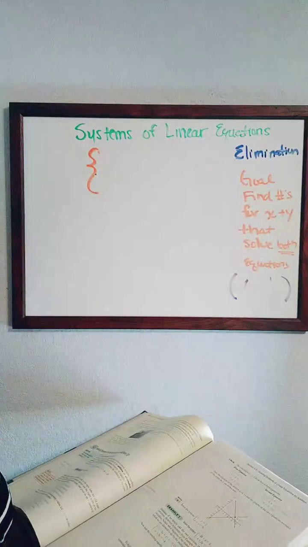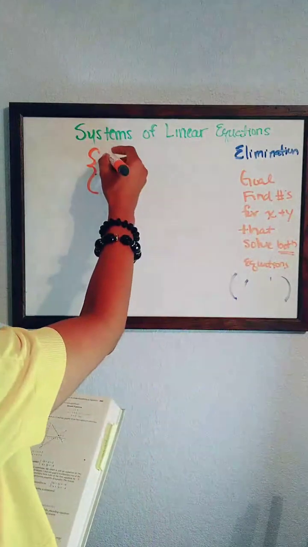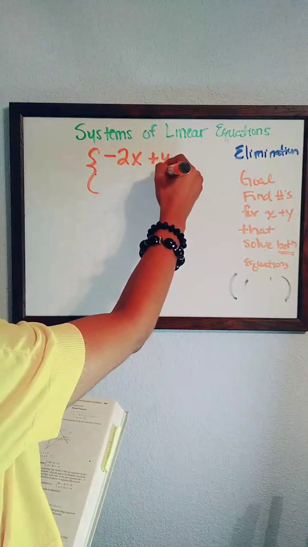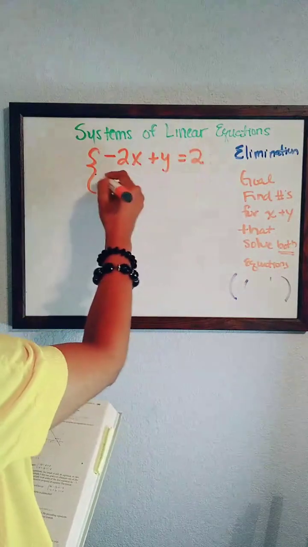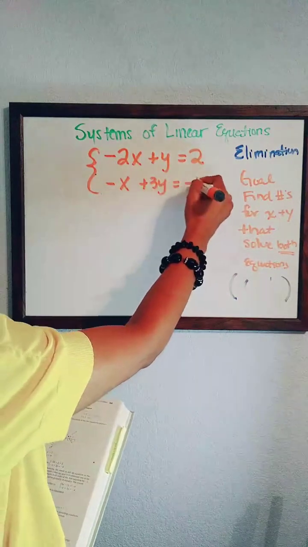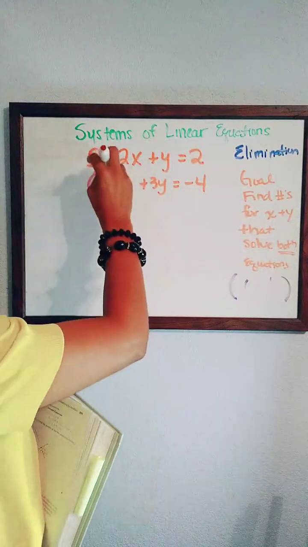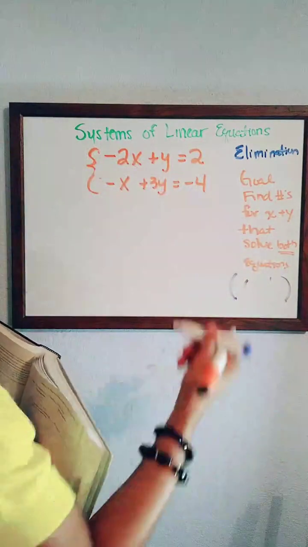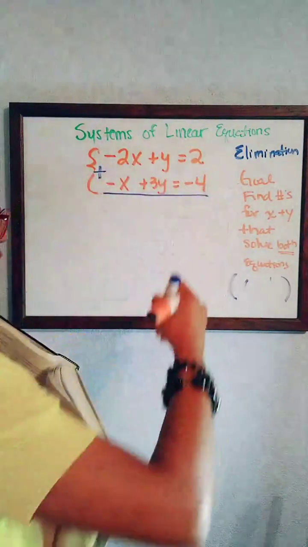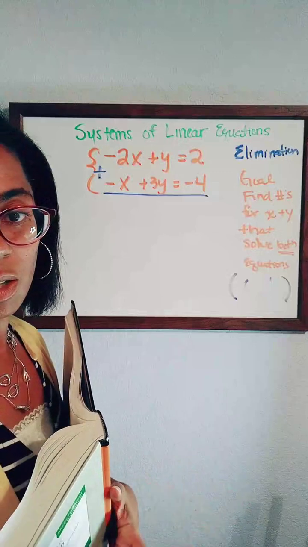We're going to switch it up in a minute, though, because I wanted you to gain an understanding of how this works. We're going to add now negative 2x plus y is equal to 2, and negative x plus 3y is equal to negative 4. Remember, we are going to combine these two equations together. Our whole entire purpose is to eliminate one variable so we can solve for the other one. So we're trying to combine these equations to make one of these variables zero out.